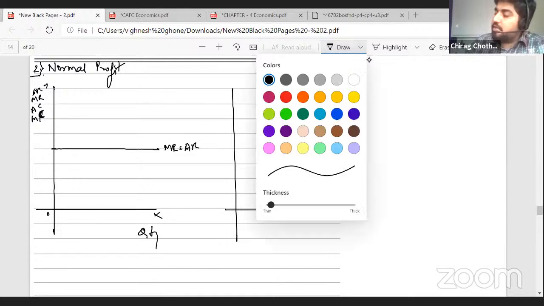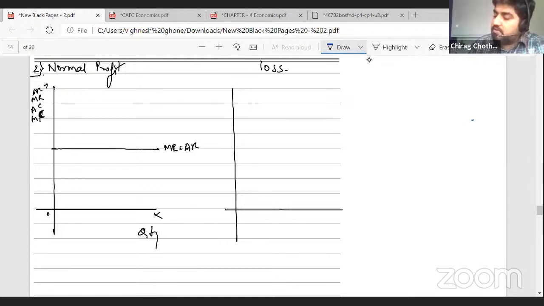Now next point is what? Next point is MC curve. MC curve is how? It is like this. When MC cuts MR, that will be our equilibrium level of quantity. So this becomes our quantity Q. Very clear in this one?